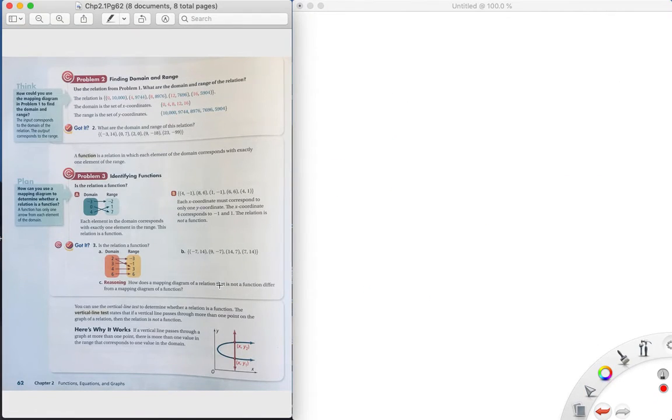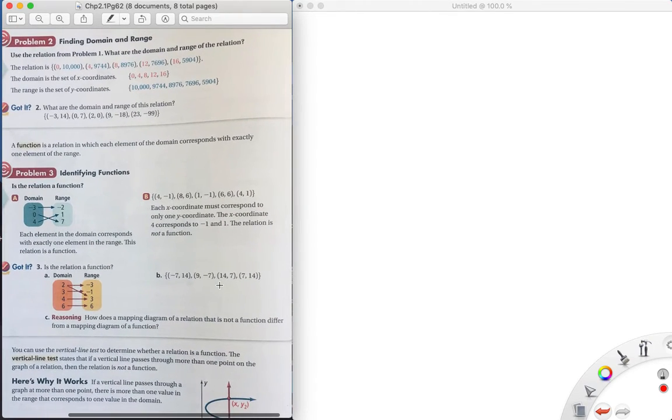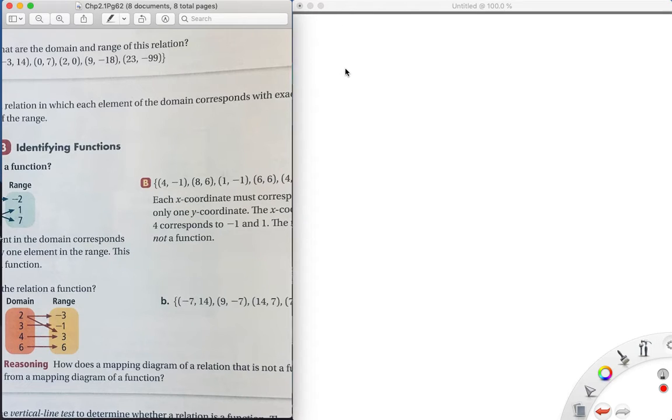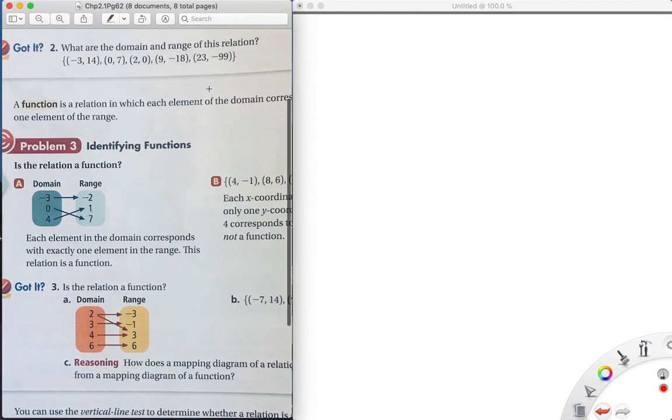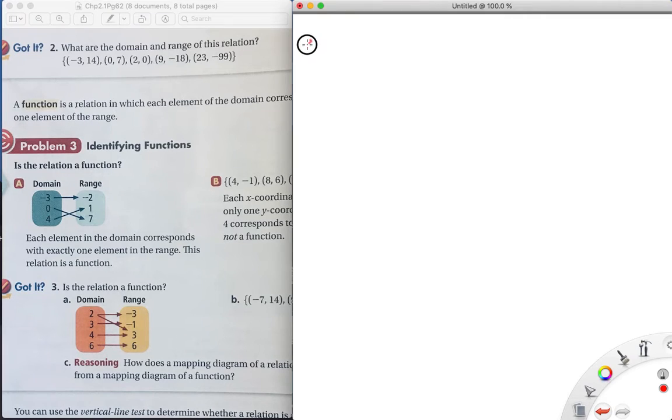So notice that they said they're a set. So when we write what these guys are, we're going to put them in a set. So we have these numbers. When we do the domain, we do our little set and we write them. Usually the domain is in number order: 3, 9, 23. They don't have to be, but usually they are.